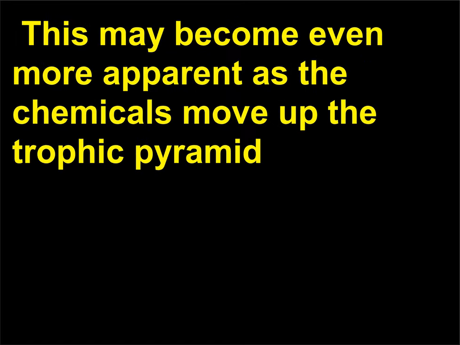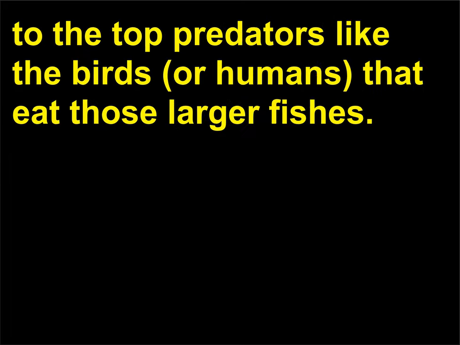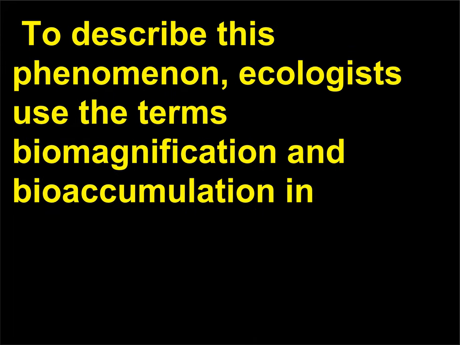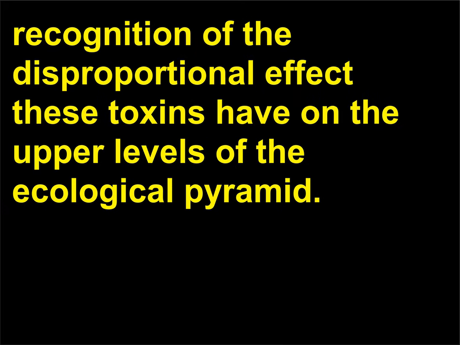This may become even more apparent as the chemicals move up the trophic pyramid to the top predators like the birds, or humans, that eat those larger fishes. To describe this phenomenon, ecologists use the terms biomagnification and bioaccumulation in recognition of the disproportional effect these toxins have on the upper levels of the ecological pyramid.